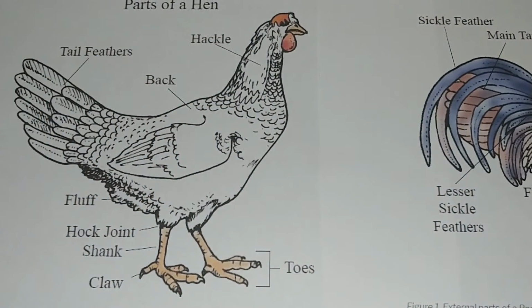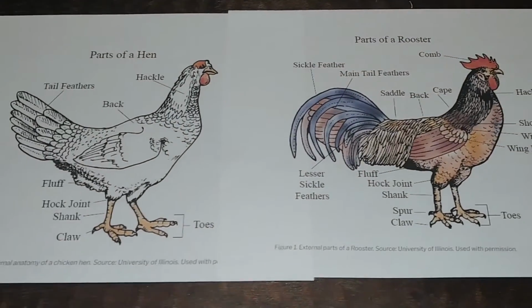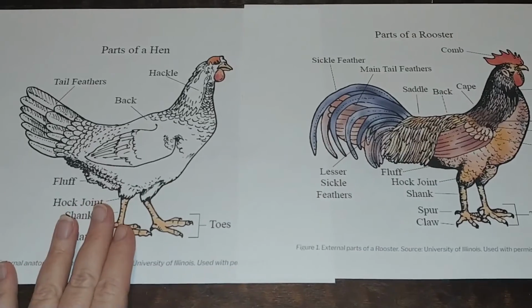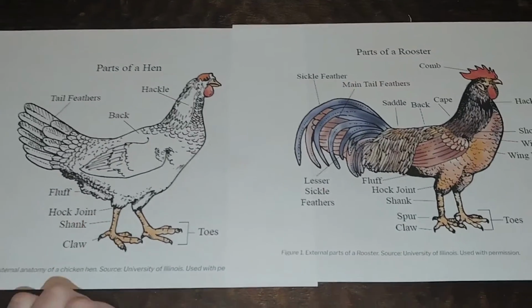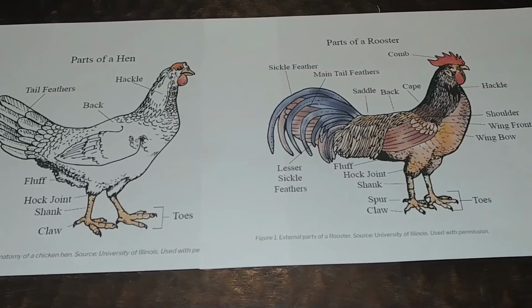All right, and I'm going to lift this up so we can see a little bit better. So here we have a rooster and a hen. And when you look at those, what is the first thing that stands out as different to you?